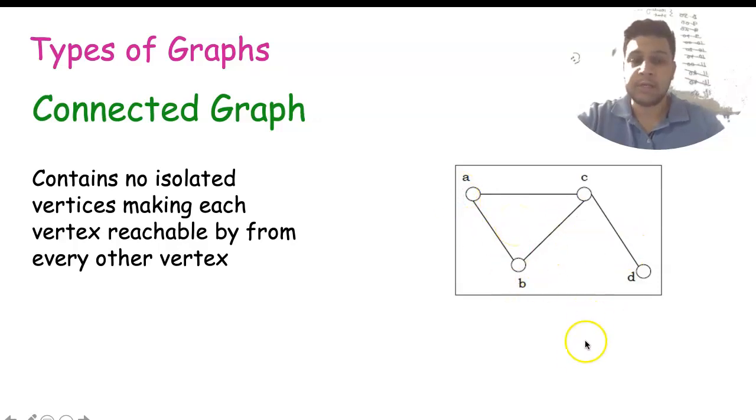What it means by no isolated vertex is that there's no vertex out here that doesn't have an edge connecting it to the rest of the graph. It's also not a split graph, so there are not 2 graphs next to each other.